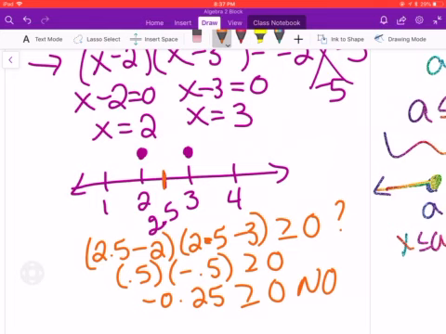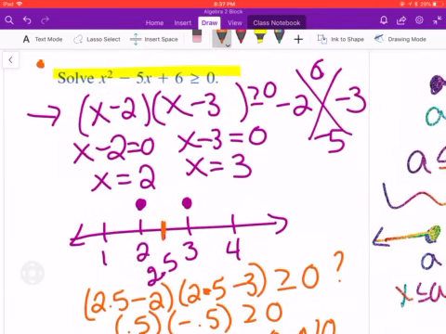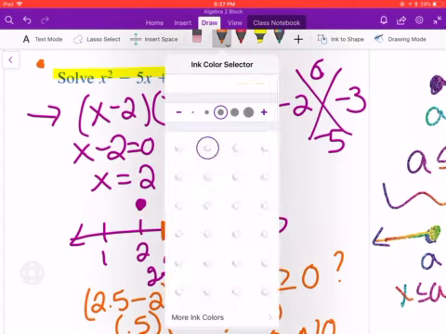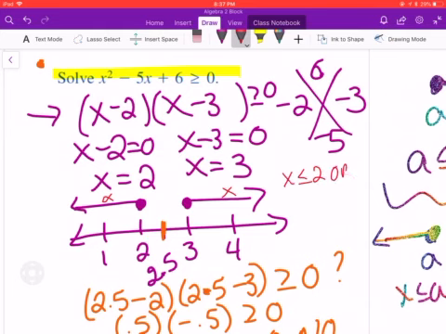Since this point, 2.5, is not a solution to our original inequality, that means our solutions are the x's that are less than or equal to 2 or greater than or equal to 3. So our final answer will be written like this. These represent all values of x. My final answer is x is less than or equal to 2, or x is greater than or equal to 3.